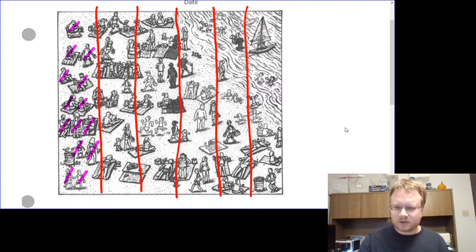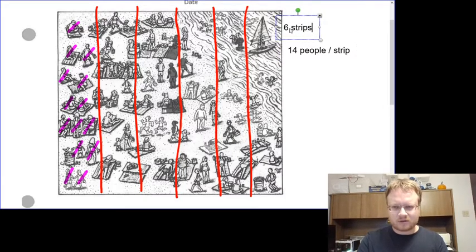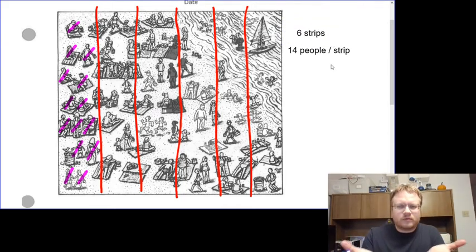What did we just count? Well, I just counted and found that there were 14 people per strip. And we also have 6 strips. So this is a conversion question again. We have 6 strips. We want to find the number of people, and we have 14 people per strip. That's our conversion factor. So let's actually set that up again real quick.